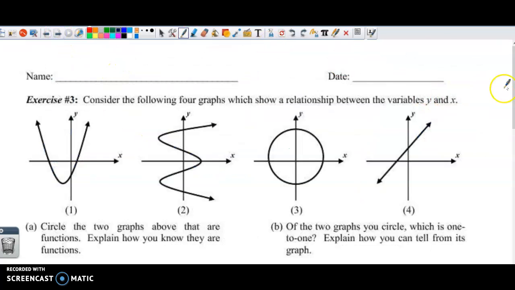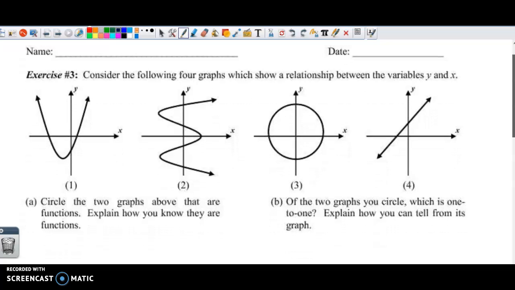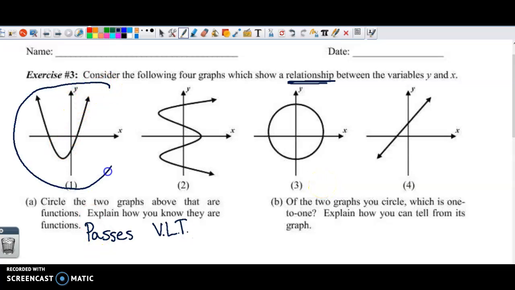As we move on, we can talk a little bit more about what makes a function. Well, right now we're just talking about relationships. And the very first question is to circle the two graphs above that are functions. And what needs to happen in order to be a function? You may have forgotten from previous lessons, but it must pass the vertical line test. Remember, you can shorten that to VLT whenever you're given a graph. So we're circling the ones that pass the vertical line test. That would be options 1 and option 4.